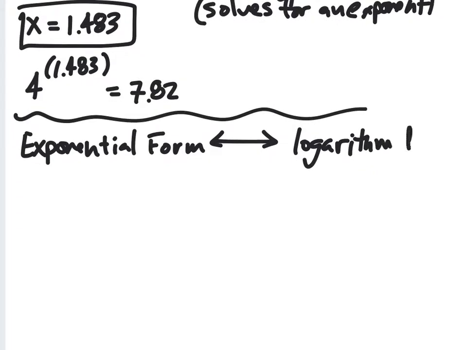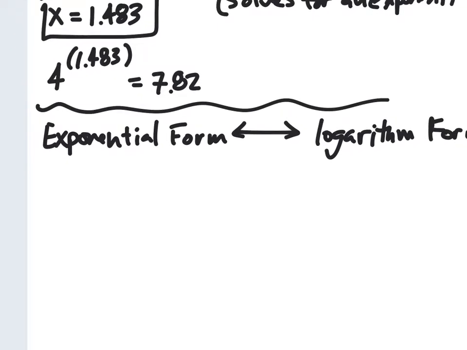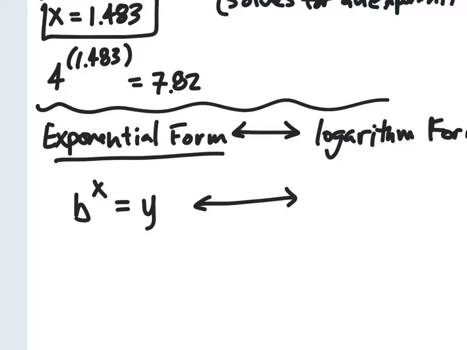Let's just say I have b to the x is equal to y. This is exponential form. But if I wanted to change this into logarithm form, then I would say log base b of y is equal to x. What this does is this logarithm isolates my x value, which was my exponent over here. So this is logarithm form.